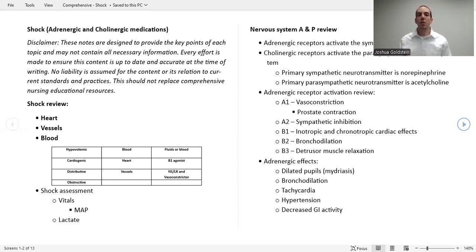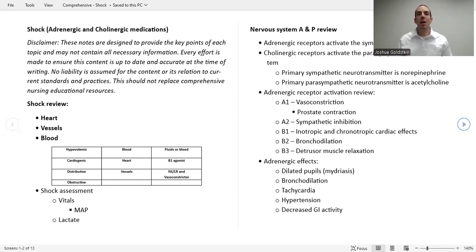So let's talk, now that we know the three primary types of shock, we're skipping obstructive. We know that each of these match up to one of the three primary components of the cardiovascular system: the heart, the blood, and the blood vessels. So now let's talk about treatment.